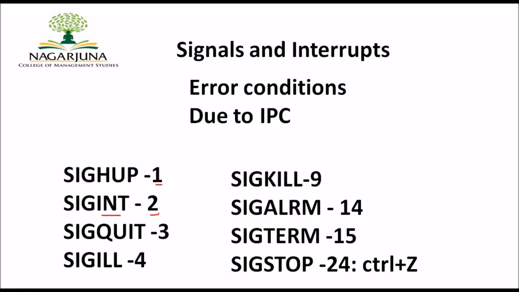Then if I would like to forcefully quit the process, and I would like to initiate a signal, then I'm going to make use of SIGQUIT, whose signal number is 3.